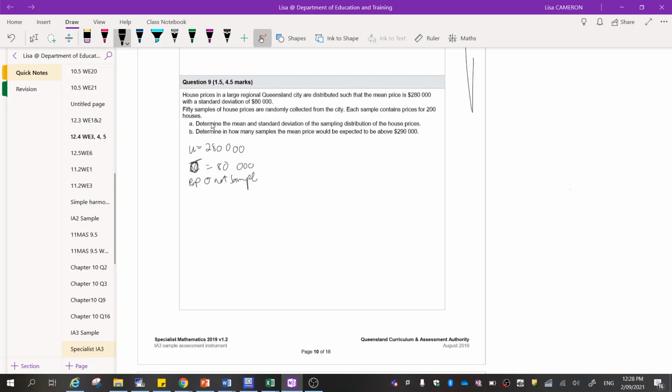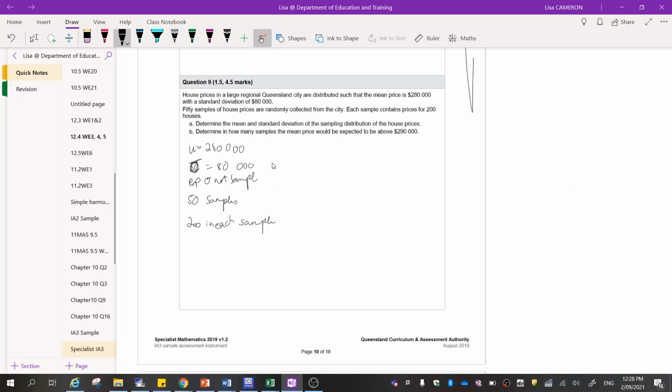Okay, 50 samples of house prices were randomly collected in the city. So there are 50 samples of house prices, but each sample contains 200 houses. So in this first case, we're going to be using the number of houses in the sample. So we'll just note this important information down to start off with: 50 samples, 200 in each sample. Okay, so that's the important information that we need for now.